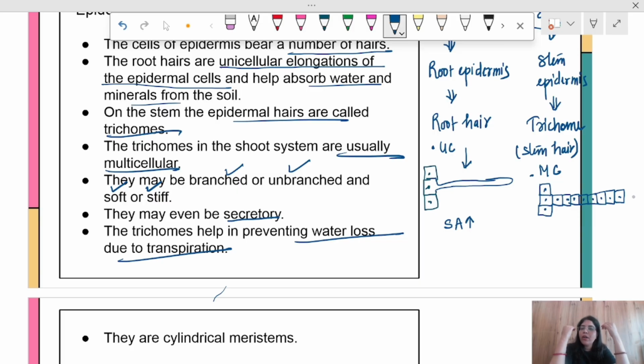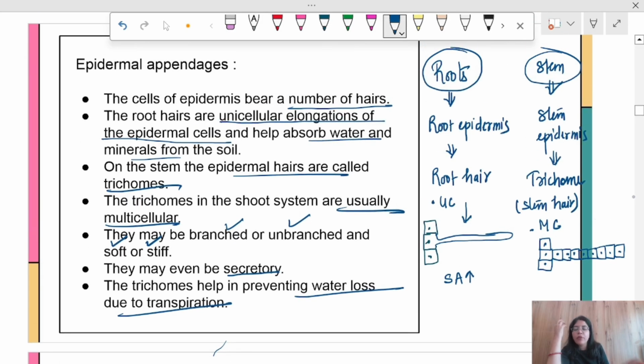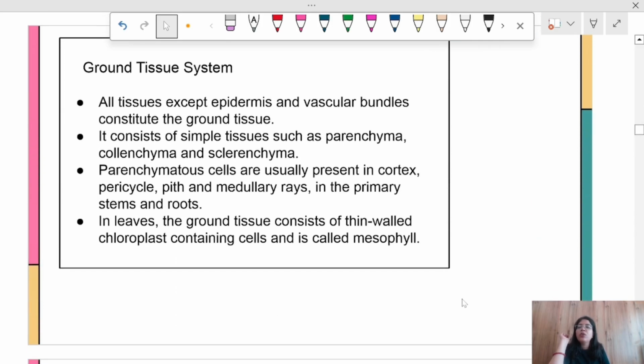They will give you questions on these things. So please remember which one is unicellular, which is multicellular, which is soft or stiff, which can be branched or unbranched, which can be secretory, and which helps in preventing transpiration. Right, now the ground tissue system.